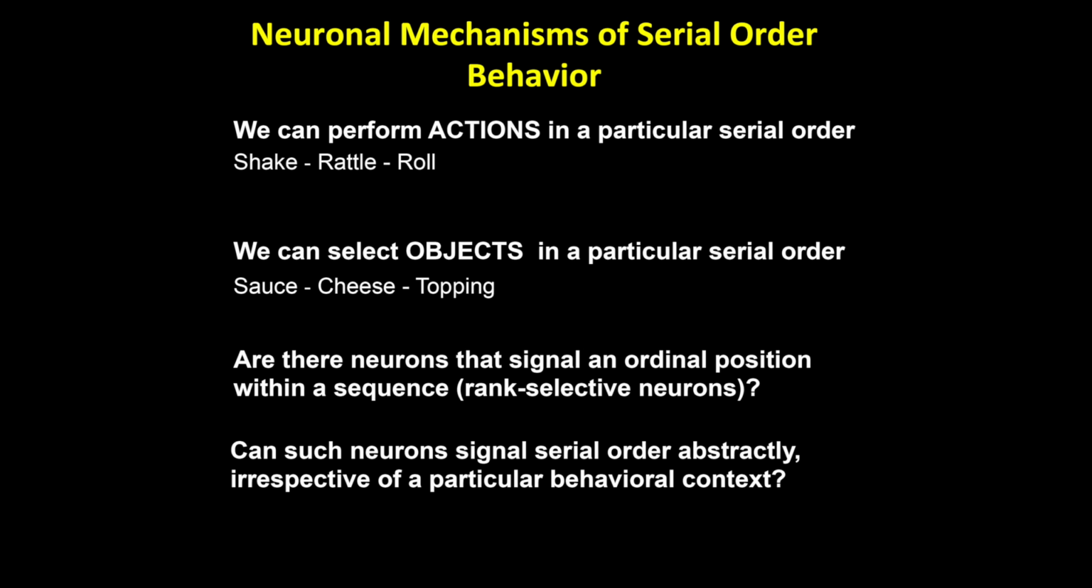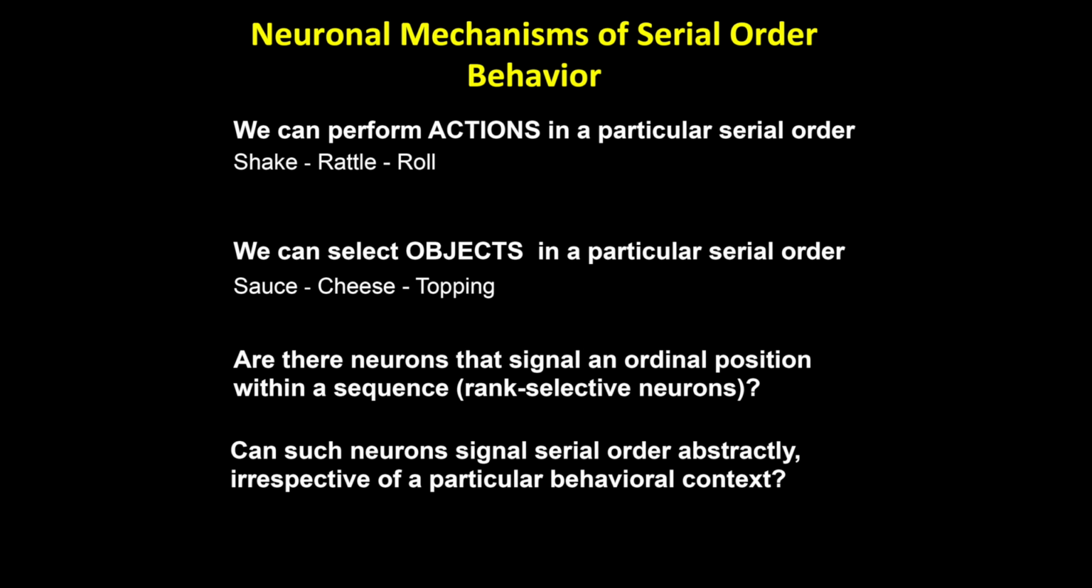Presumably, our ability to appreciate and understand serial order relies on the activity of certain neurons somewhere in the brain which can signal ordinal position. And the first question we asked in this project: are there neurons which in fact can signal an ordinal position within a sequence? In other words, do rank selective neurons exist?